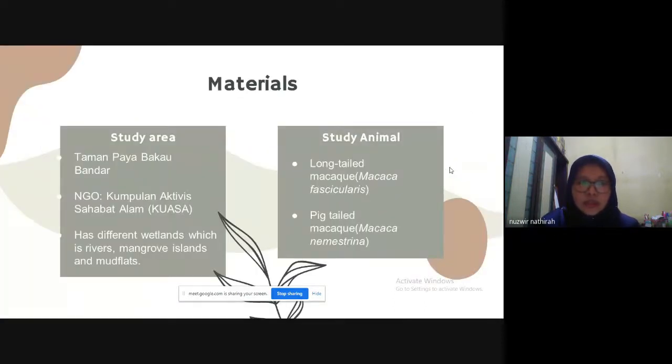As for the study area, the study was conducted in Taman Paya Bakau, Bandar in Sultan Manjung and owned by an NGO, Kumpulan Aktivis Sahabat Alam, which is Kuasa. This mangrove park has different wetlands, which are river, mangrove island, and mud flats. The study animals are two: long-tail macaques and pigtail macaques.